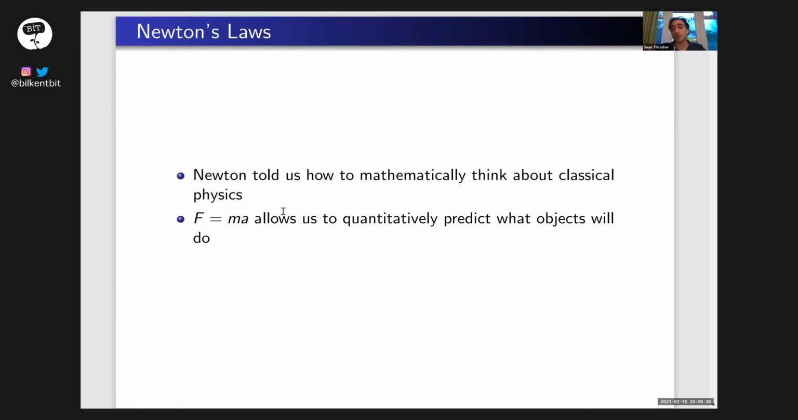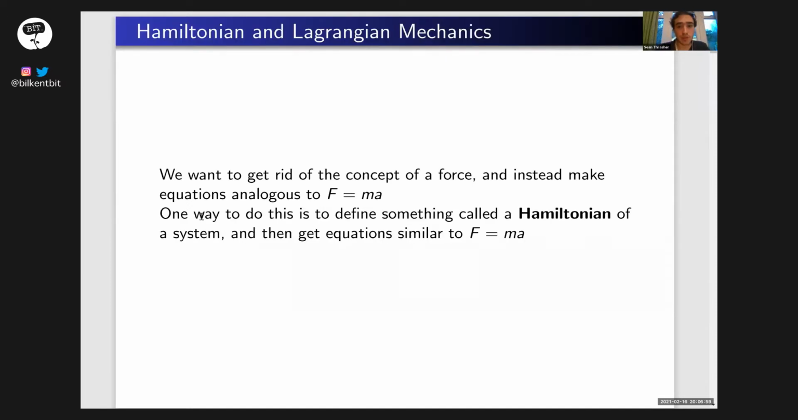If you've studied high school physics, you can ask a question like, I throw a rock up with a certain initial velocity, what's the trajectory going to be? Where is it going to be 2 seconds from now, 3 seconds from now, and so on? And F equals ma allows you to do that. It's known as an equation of motion.